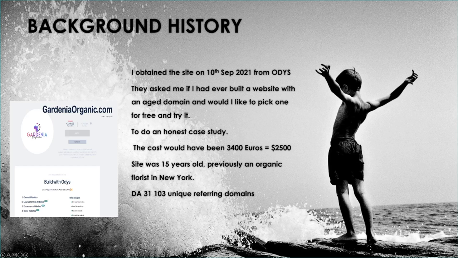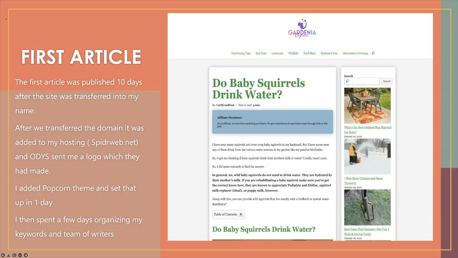It had a domain authority, which is basically a metric that gives a rough idea of the strength of the backlinks pointing to a website, and that was 31. And it had 103 unique referring domains. So that's 103 single websites pointing to this domain. Now, that's not backlinks, because each website could link to it multiple times. This is individual websites pointing to this domain.